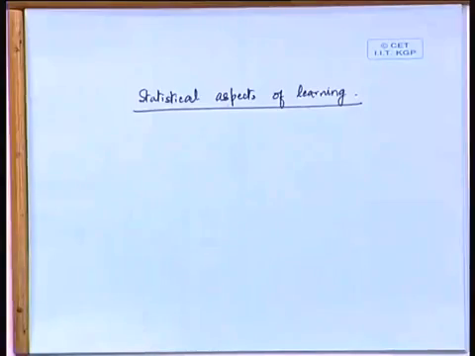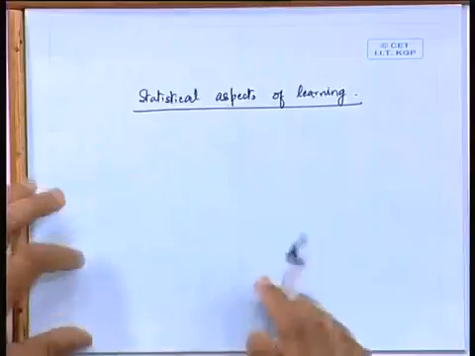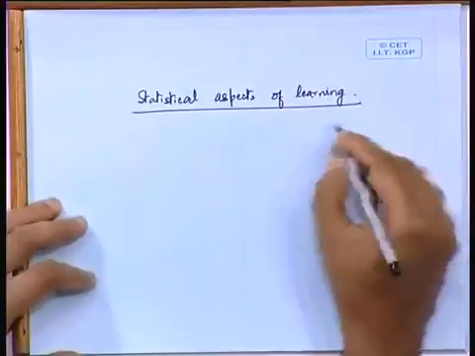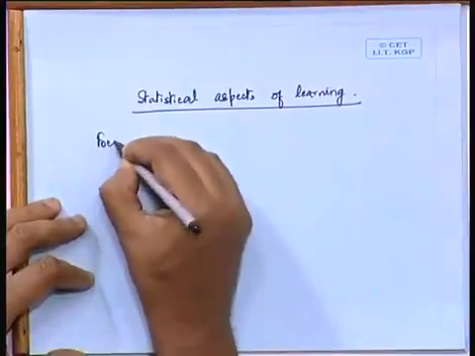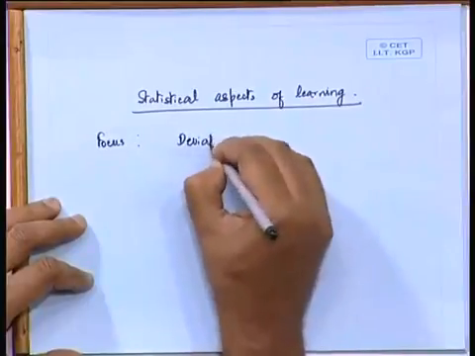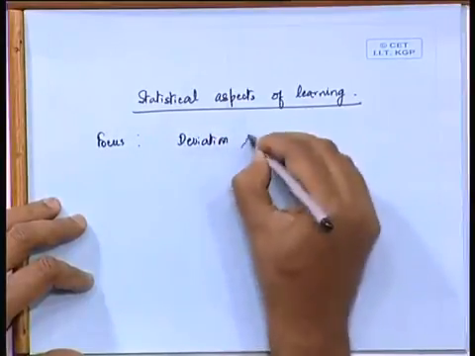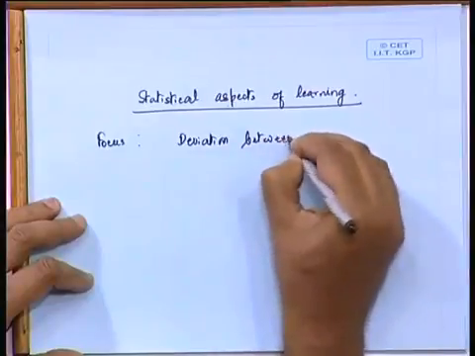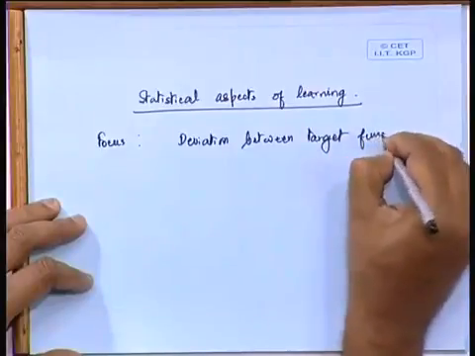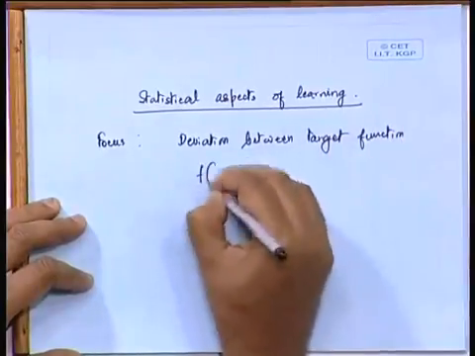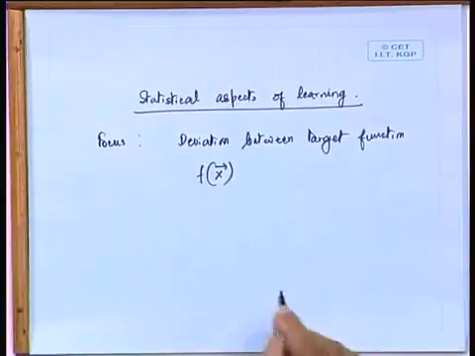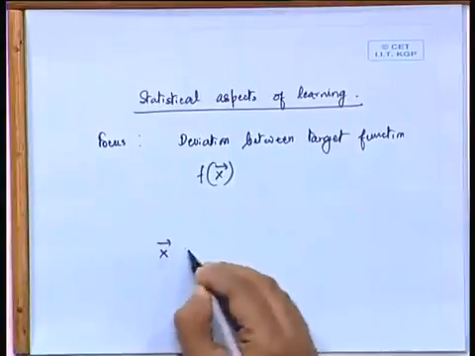So let us now go over to the statistical aspect of learning. In fact, in the statistical aspect of learning, the focus that we are going to have is on the deviation between a target function f of x. In fact, we will be taking f of x vector. Again, x vector denotes the input signal.